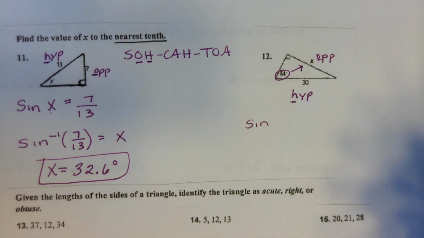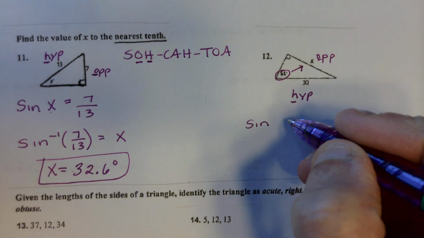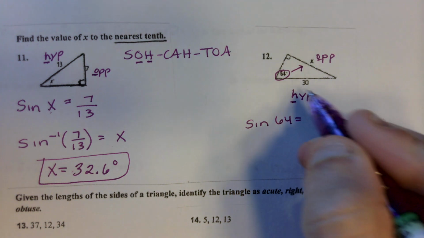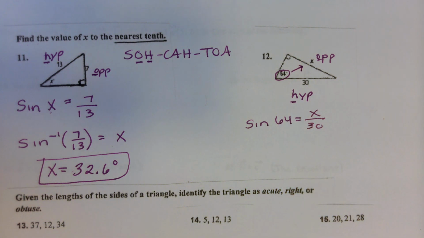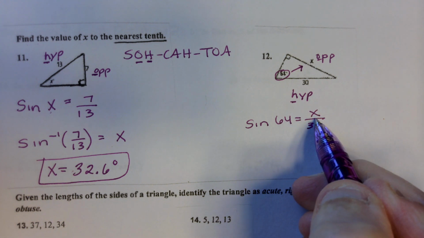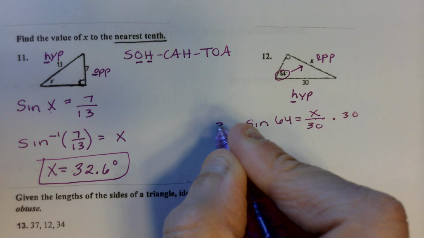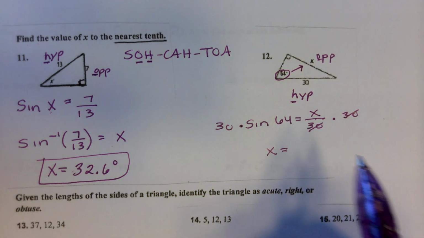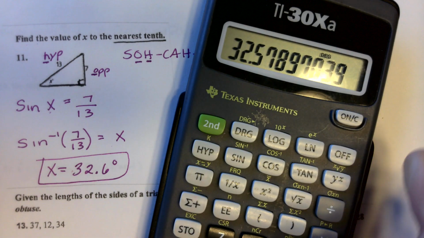So sine, but now we do know the angle measure. See, over here we didn't know it. Here we know it, so I'll put in there sine 64 is equal to the opposite over the hypotenuse. So I have to solve for x, and to solve for x, here it is dividing by 30, so we're just going to multiply by 30. That's gone, and I'm just going to put the x on the left. So then I'm going to do sine 64 times 30.